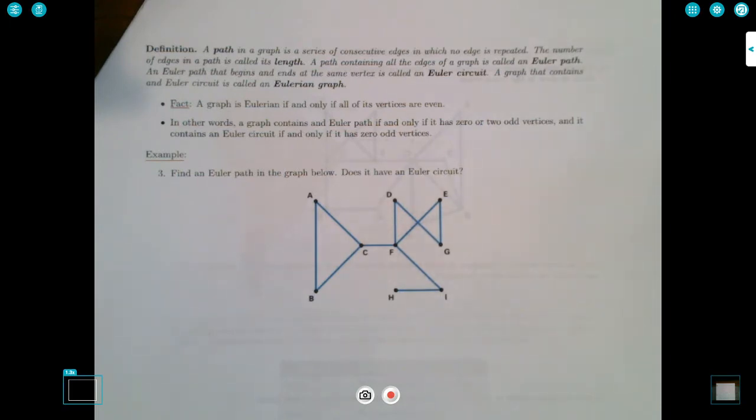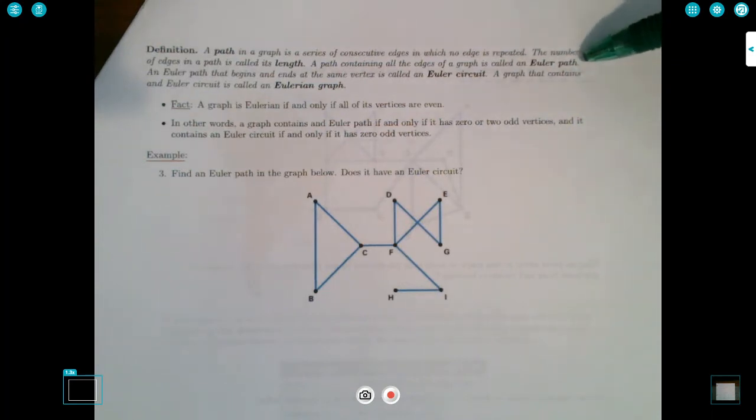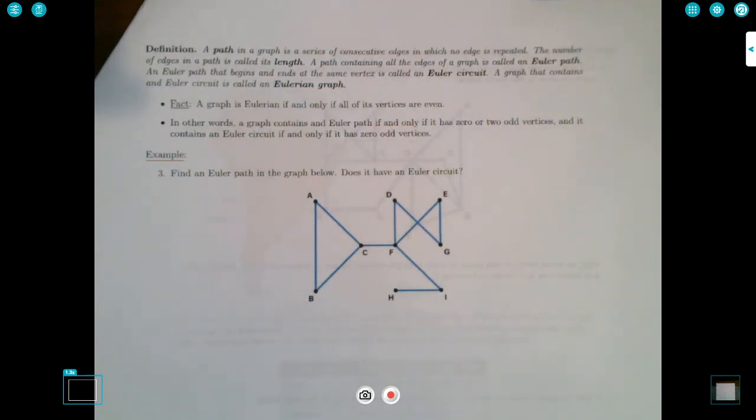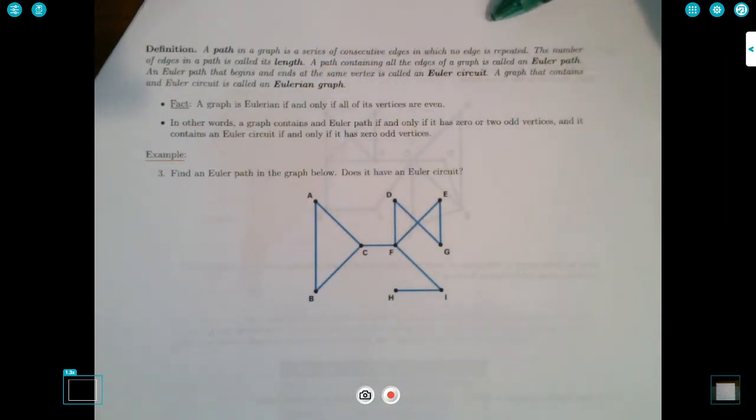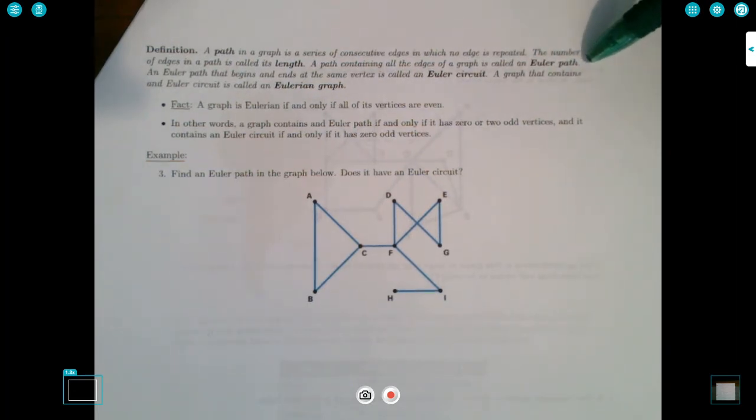A path containing all the edges of a graph is called an Euler path. Really an Euler path is another name for a trace. What we've been calling a trace is really an Euler path, right? Because a path is a series of consecutive edges in which no edge is repeated, so you don't go over the same edge more than once. And an Euler path contains all of the edges of a graph. It's just synonymous with trace.